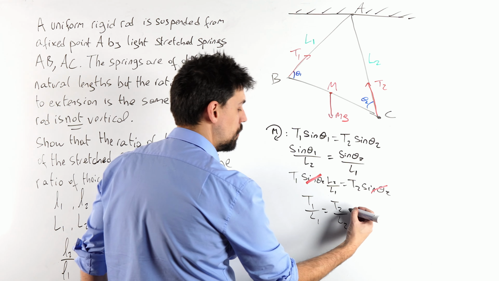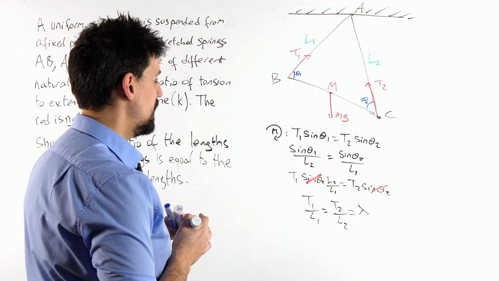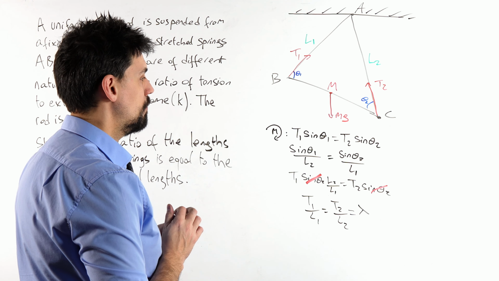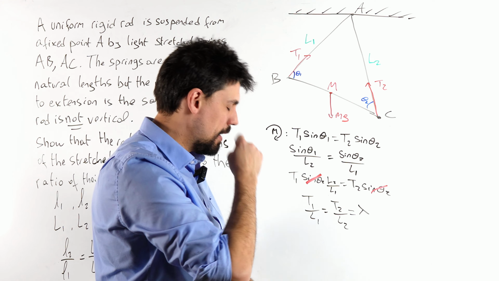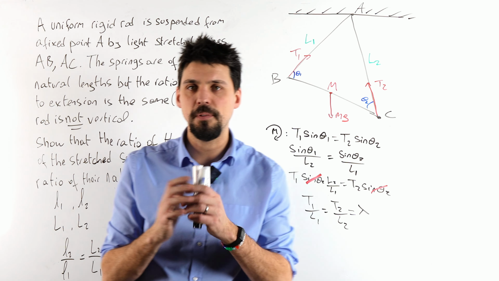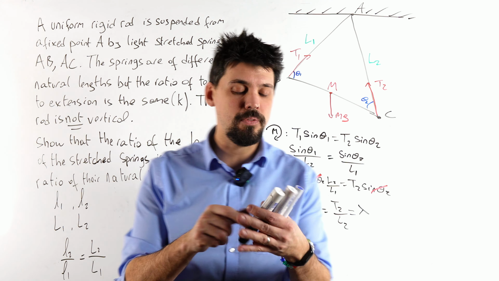I'm just going to call that something. It's a constant. Call it lambda. It's going to make things a little bit tidier in a second. We could also do l1 over l2, but this is going to do something for me. We want to get this result. So let's have a look. What is l2 over l1?